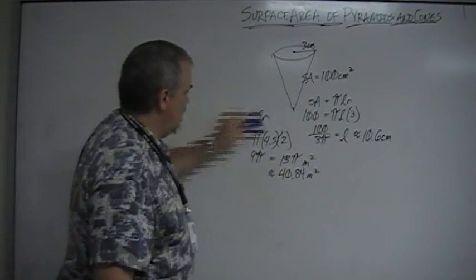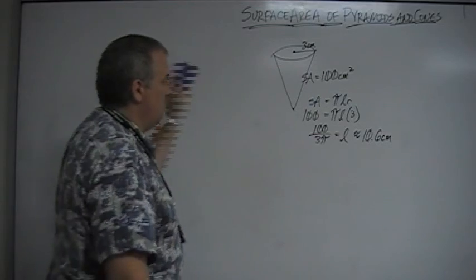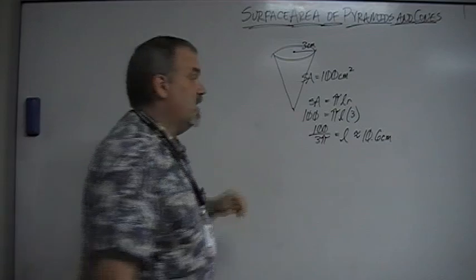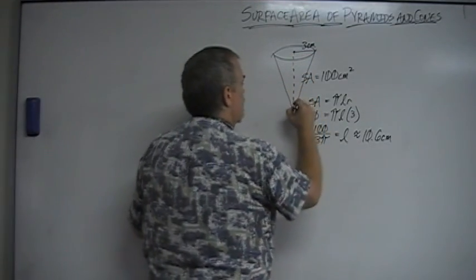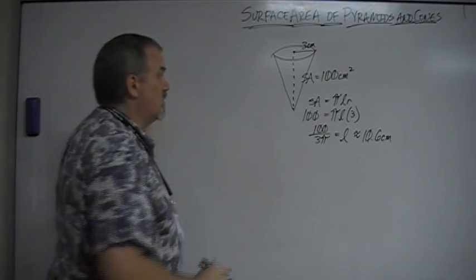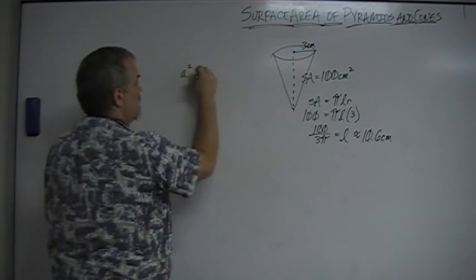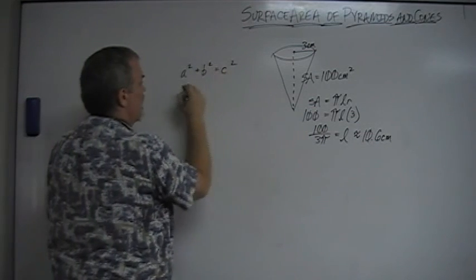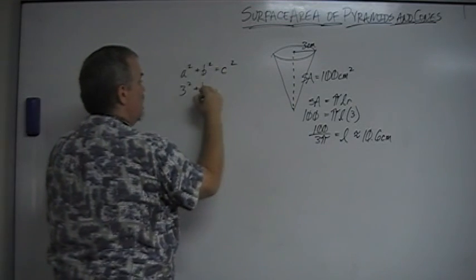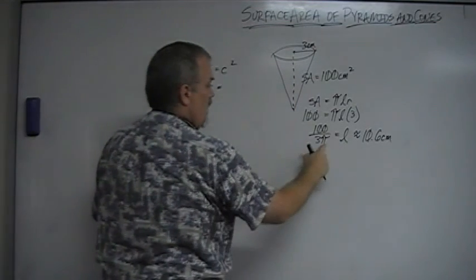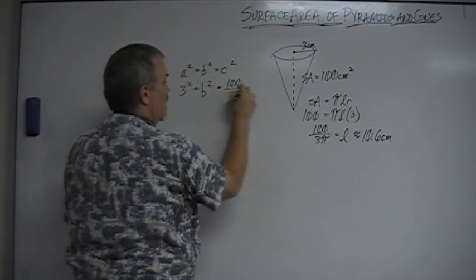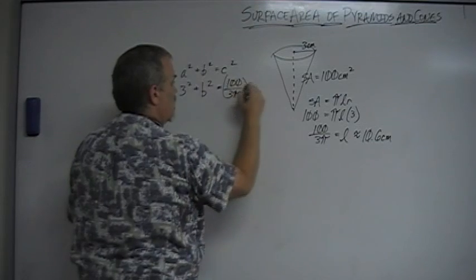Now, the other question that you might get in this sort of situation is, let's say that we've been given that information, but what we really want to know is, how far is this distance right here? You should recognize that that's Pythagoras' theorem. It's a triangle. So we say a squared plus b squared equals c squared. This is 3 squared, because it's centimeters, plus we don't know the short side, b squared, equals, and then this number right here represents our hypotenuse, 100 over 3 pi, squared.